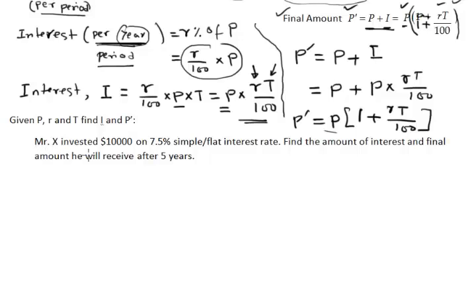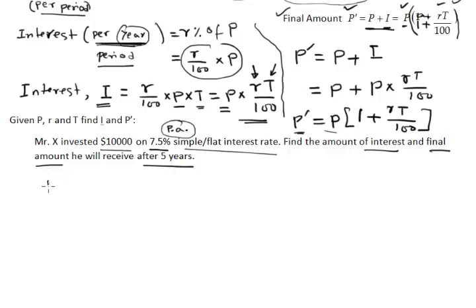Mr. X invested $10,000 on a 7.5% flat interest rate. Actually here it should say per annum. So that means Mr. X invested $10,000 on 7.5% per annum interest rate. If nothing is given after the interest rate, we will assume it is a yearly interest rate. Find the amount of interest I and the final amount, that is P prime, he will receive after 5 years. So the time period given here is 5.